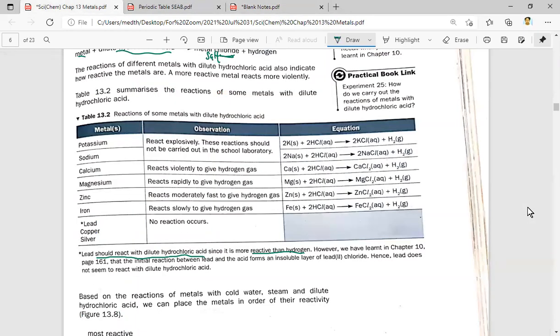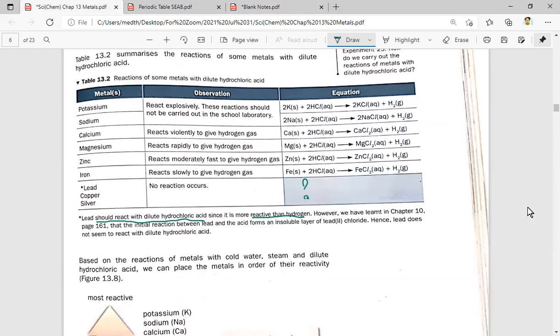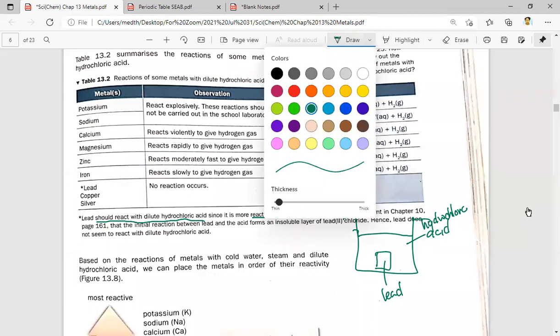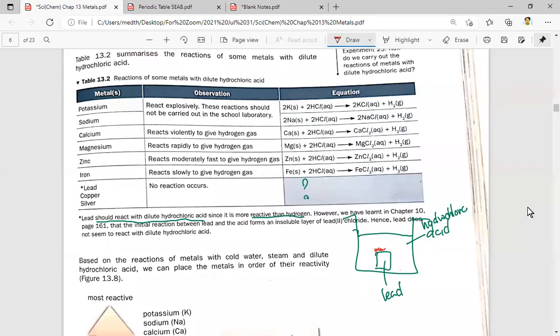However, why is it that in this table, for lead, they never say it can react? The key idea here is this. Imagine this is a beaker, and I have lead over here. When I throw acid in, to be more specific hydrochloric acid, and this is lead metal, when they start reacting, it will form this powder, this solid around it.